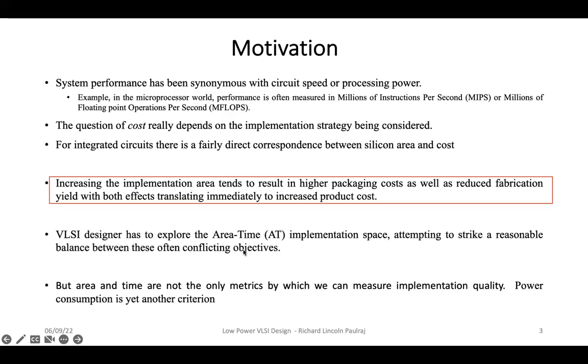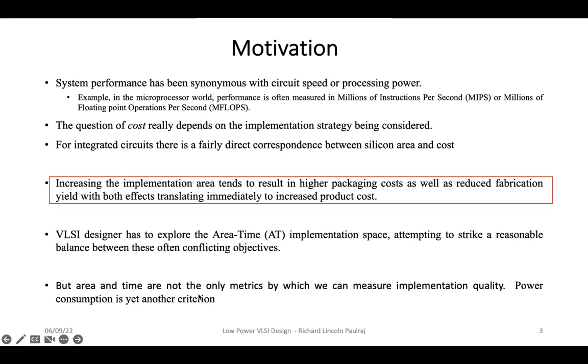So here you can think of this area time concept. Okay, so less area and less time, all these should be kept in mind. So attempting to strike a reasonable balance between these often conflicting objectives. So there's something called optimization. So you optimize to a point where you cannot go further. You just cannot go further, but then you'll have to stop doing it. Okay, so that is called the optimized point.